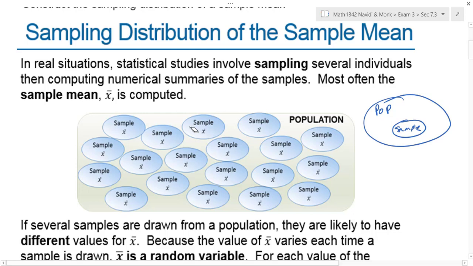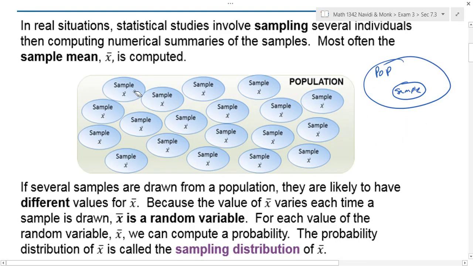In real situations, statistical studies involve sampling several individuals, then computing numerical summaries of the samples. Most often, the sample mean, x bar, is computed. If several samples are drawn from a population, they are likely to have different values for x bar, and because the value of x bar varies each time a sample is drawn, the random variable for this sampling distribution would be x bar. Right, I'm pulling a whole bunch of different samples from the population.